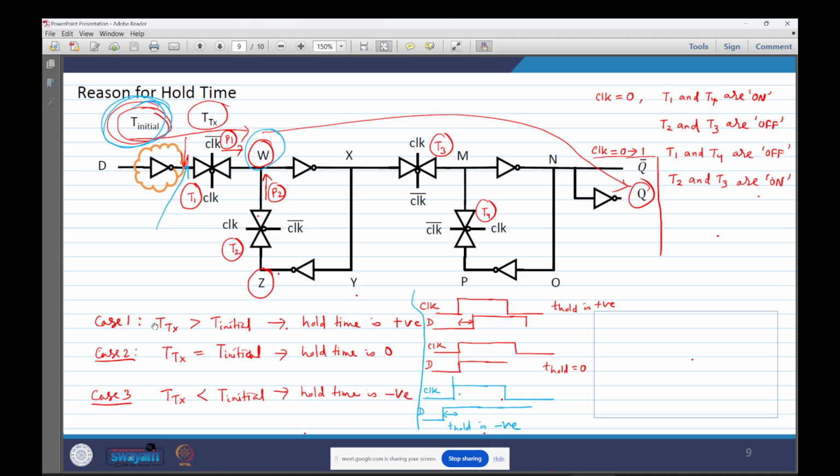But if the delay of the Tx is larger than T initial, so your transmission gate TX1 is open for a longer period than T initial, then the data will easily pass through your transmission gate and reach the W. So in this case, your hold time is positive. Okay.